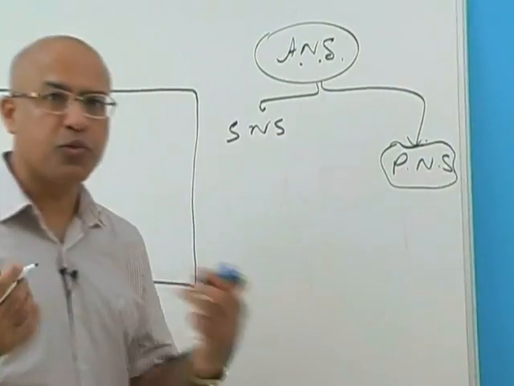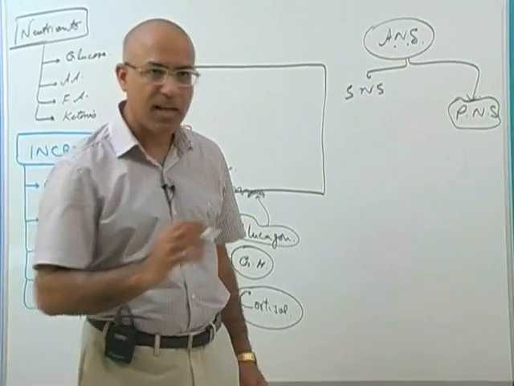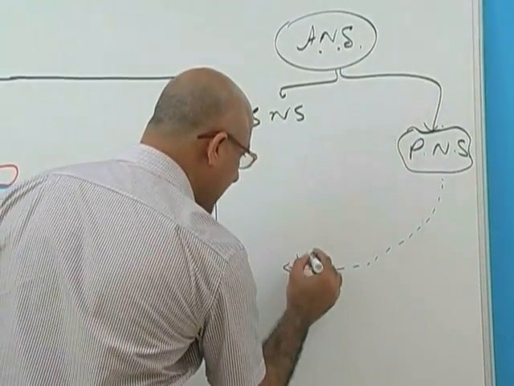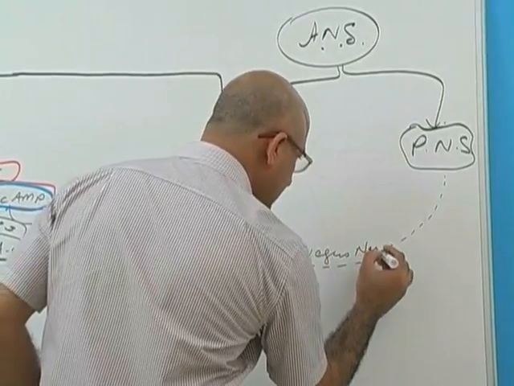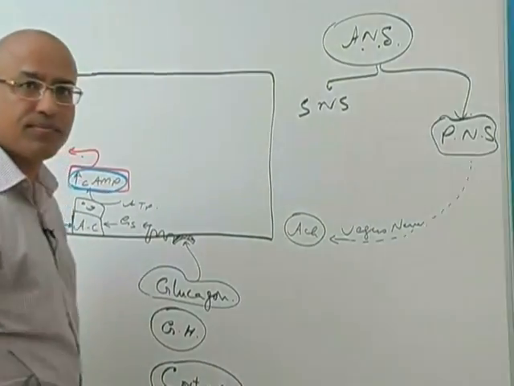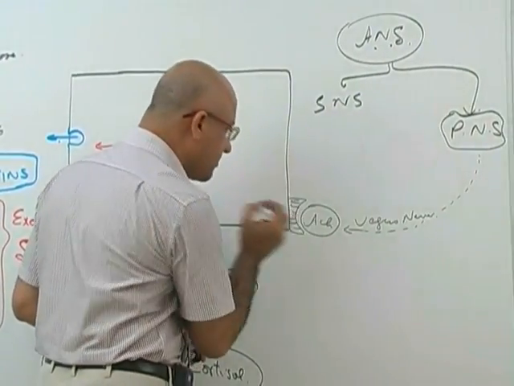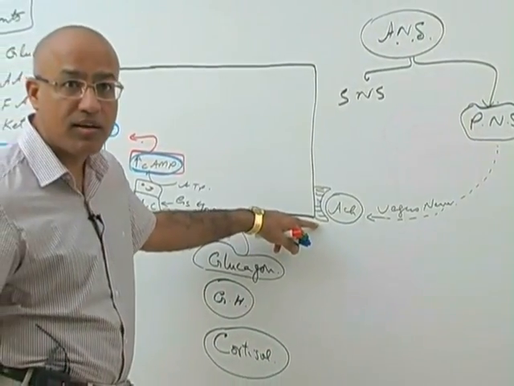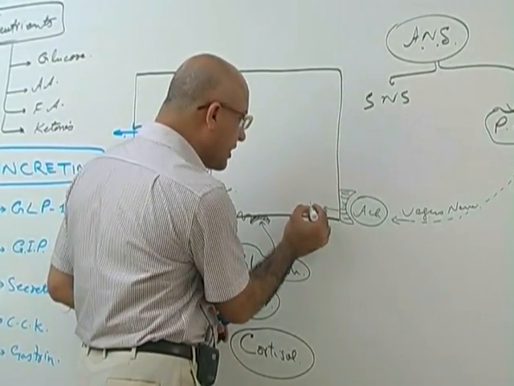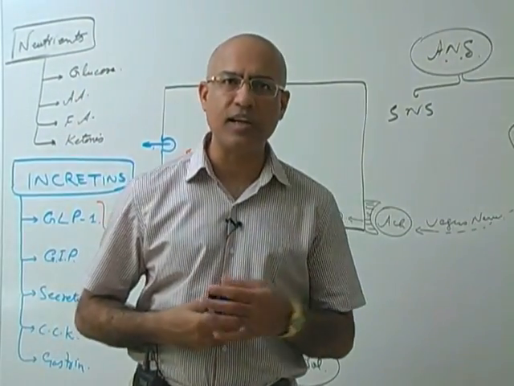When you are taking food, the vagus nerve is activated, and the parasympathetic nervous system is activated. Via the vagus nerve, the 10th cranial nerve, there is release of acetylcholine on the beta cell, and this acetylcholine stimulates cholinergic receptors on the beta cell. Is that right? And that leads to increased release of insulin.